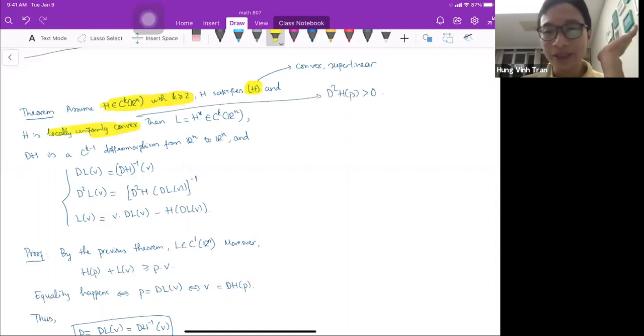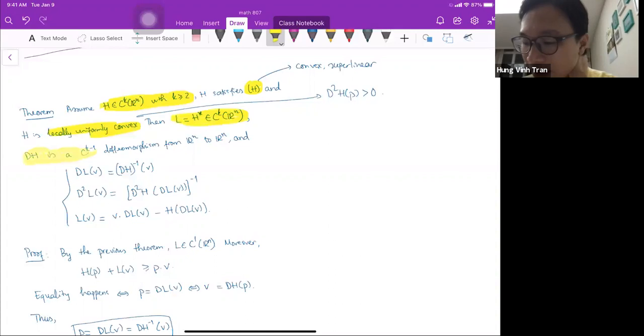That's beautiful. I mean, you're gonna see why it's beautiful. Then L is also in C^k. And the derivative of h, so the gradient of h, is a C^k diffeomorphism from R^n to R^n. So it's really a diffeomorphism from R^n to R^n. And then you have a bunch of properties listed here. The gradient of L is the inverse of the gradient of H. The Hessian of L is the inverse of the Hessian of H, computed at the correct value.